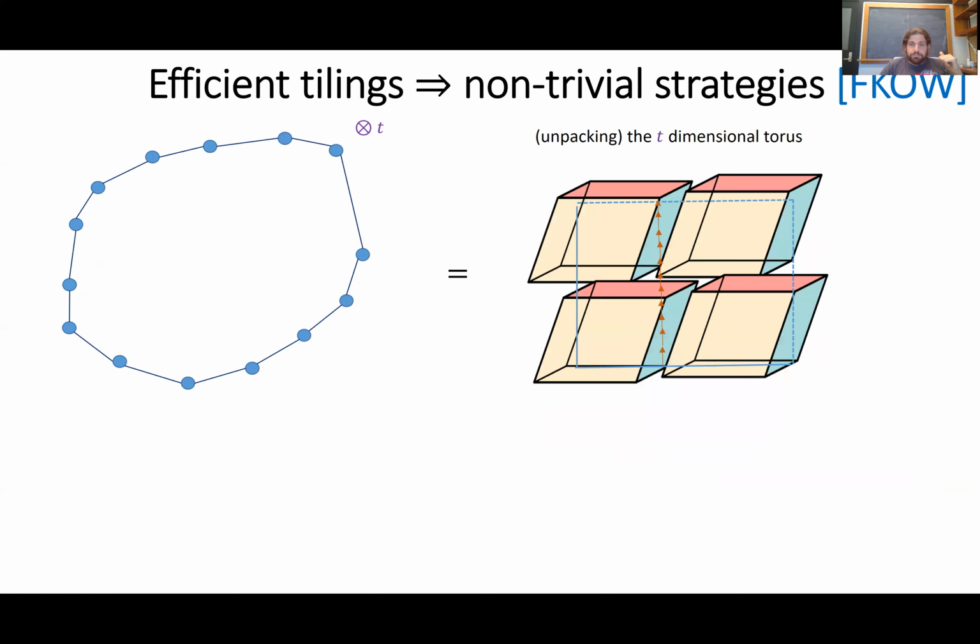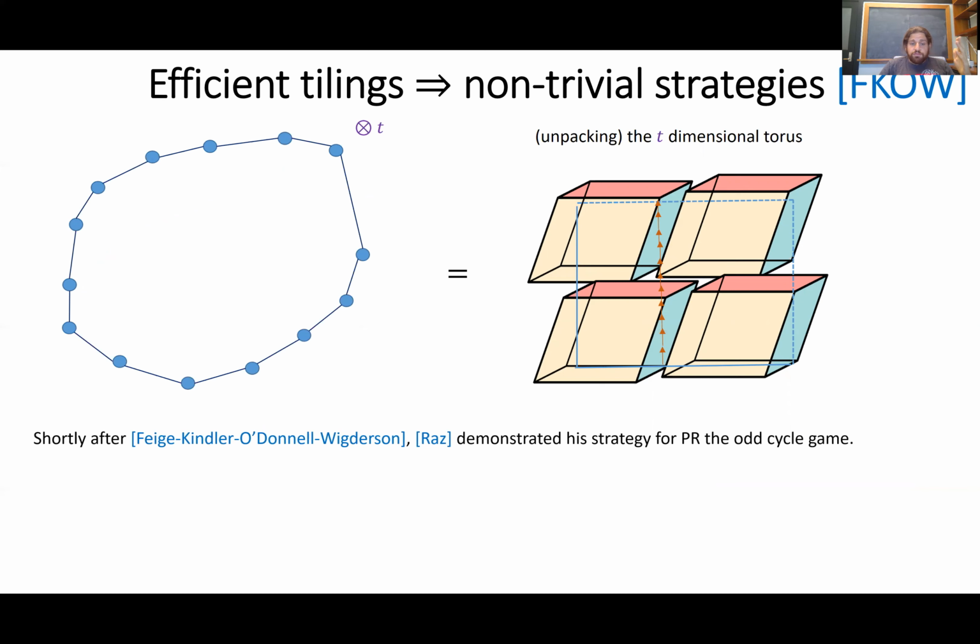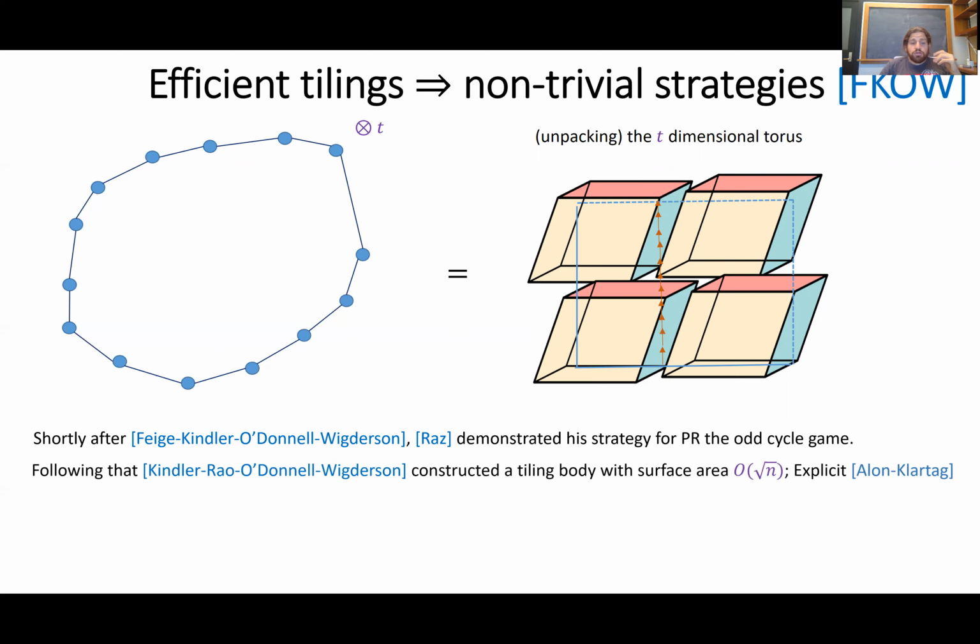So this is a very nice connection. And following the discovery of this connection, Raz actually showed his odd cycle game and proved that indeed you have a surprising strategy for that. And following Raz's work, Kindler, O'Donnell, Rao and Wigderson managed to construct a tiling body that has a very small surface area, close to a ball, namely O of square root of n. This was later made more explicit by Alon and Klartag.